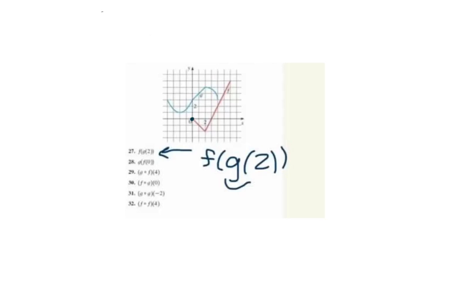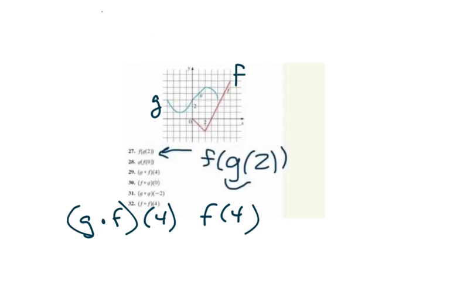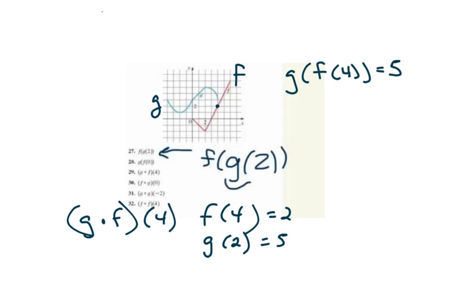Okay, and again, I just want to make clear which function is which here. This is g, this is f. G of f of 4. First thing I want to do is find f of 4. So f of 4 is right there. It's 2, and then I move on and find g of 2. And g of 2 equals 5. So g of f of 4, and again I can write it both ways, equals 5.